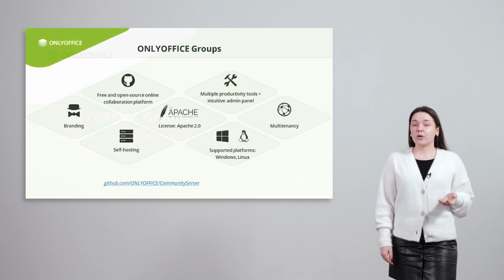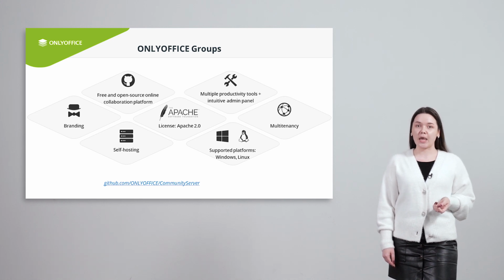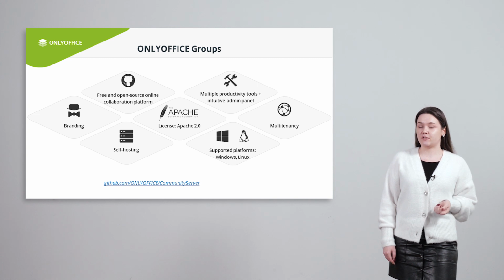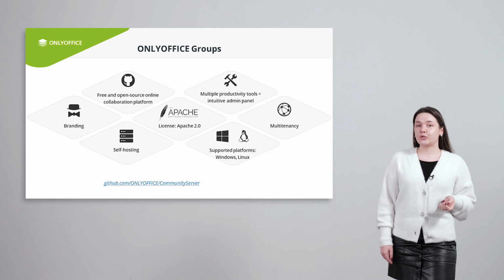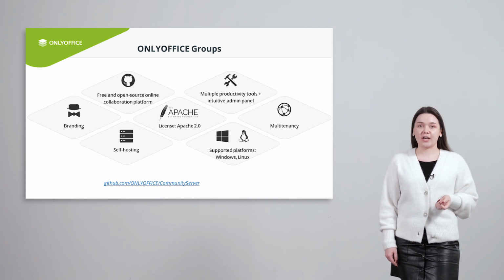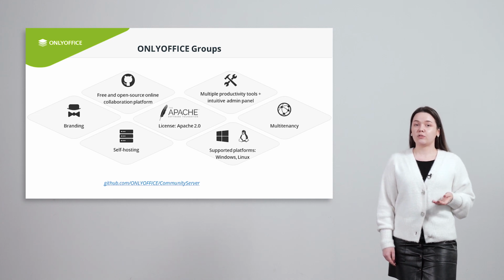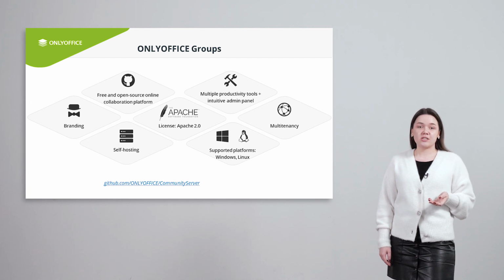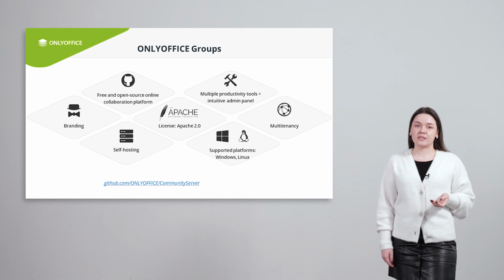What is actually ONLYOffice Groups? In a few words, it's an all-in-one, completely free and open source online collaboration platform. It comprises multiple productivity tools and an intuitive admin area. ONLYOffice Groups is released under the Apache license, which allows modifying and distributing it without limitations under your brand. It can be easily deployed in just a few steps and integrated into any product ecosystem.